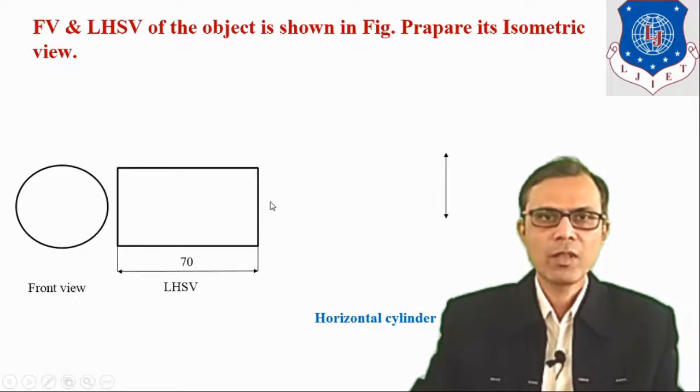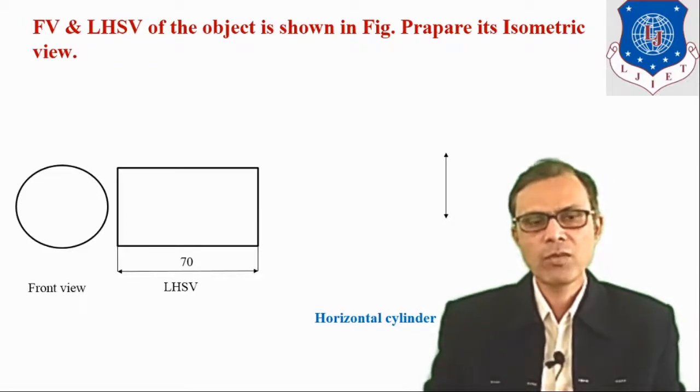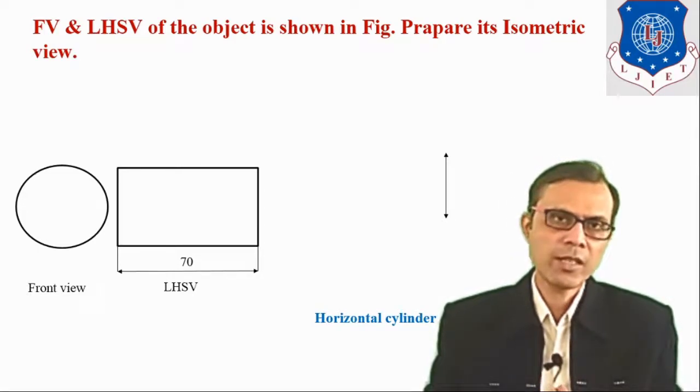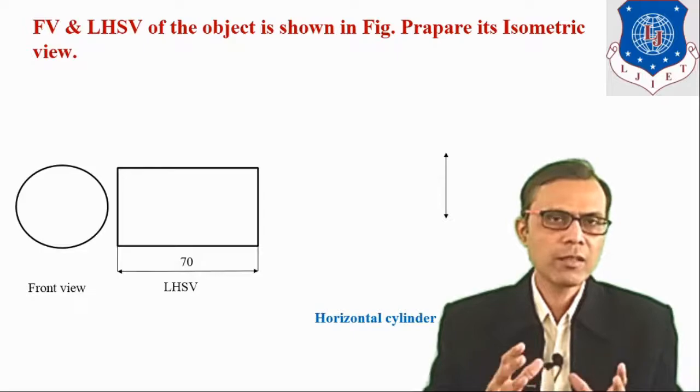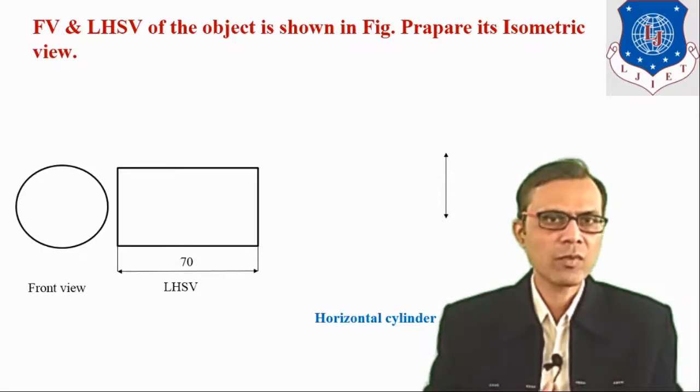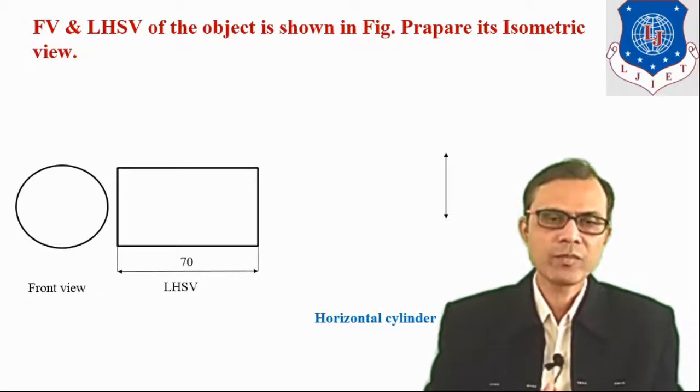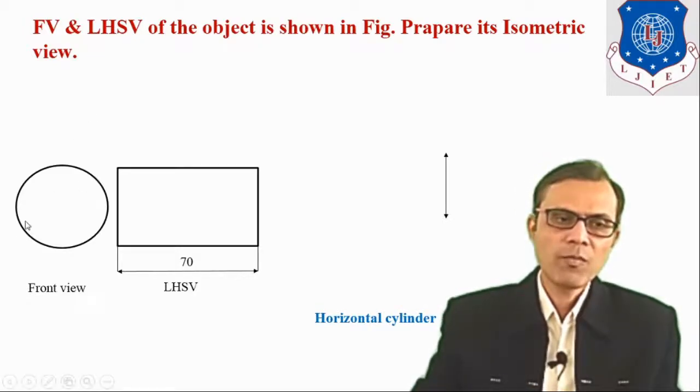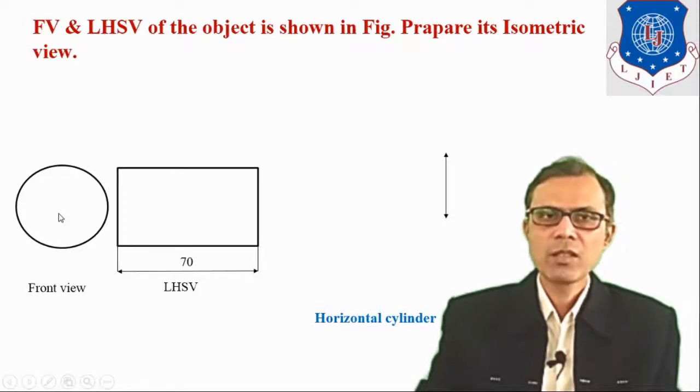rectangle. So if we try to visualize this type of object where front view looks like a circle and from the side it looks like a rectangle, then we can visualize that it may be a cylinder, a horizontally placed cylinder. So here from front view we can get two dimensions, length and height, and from side view we can get two dimensions, width and height.